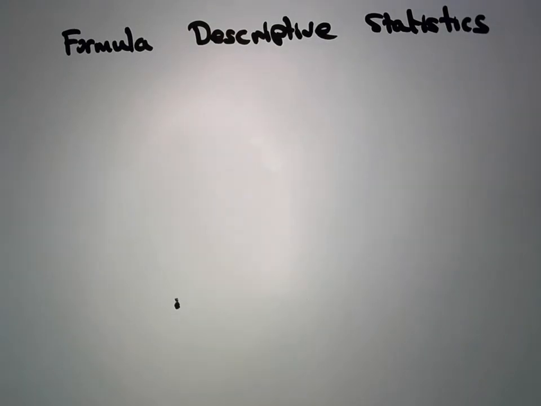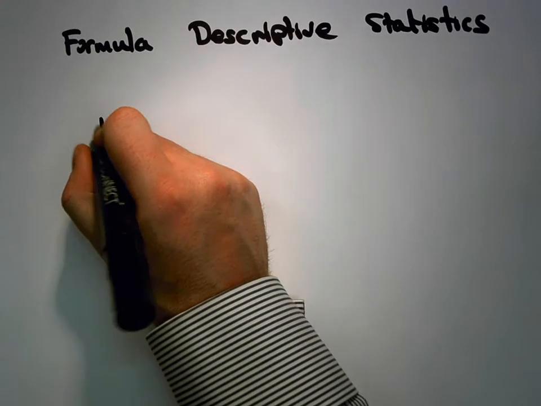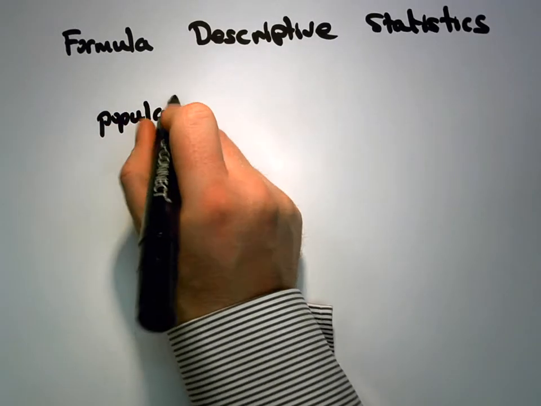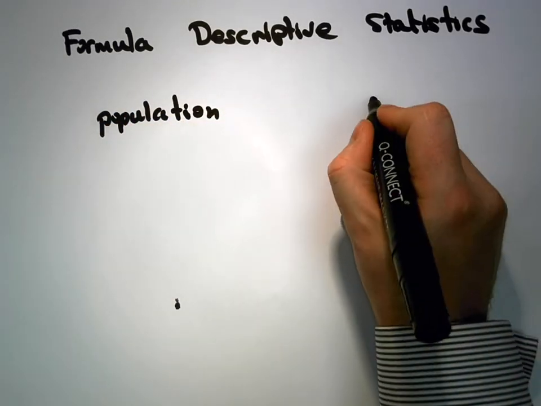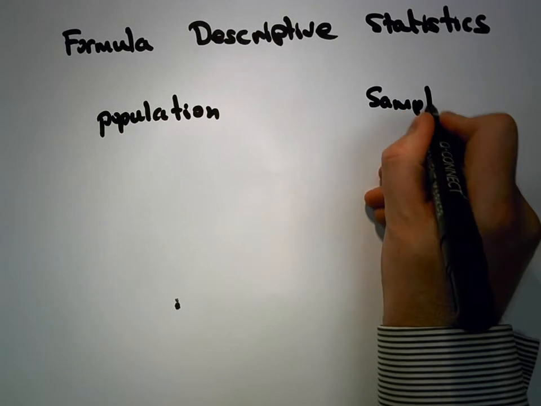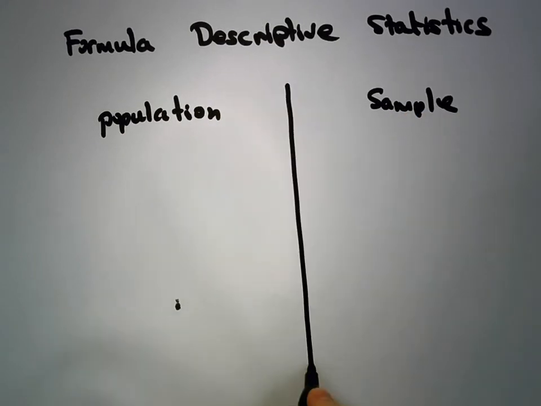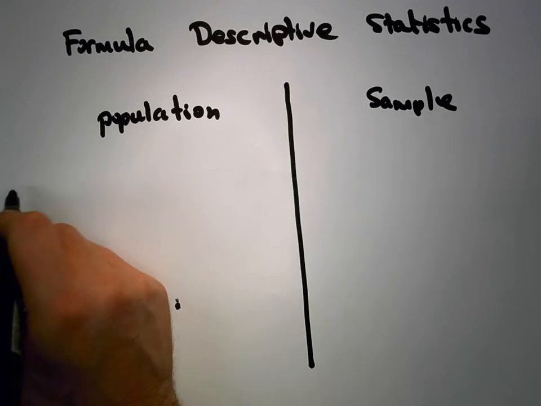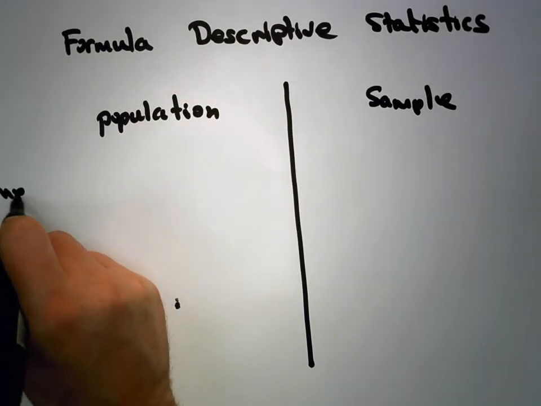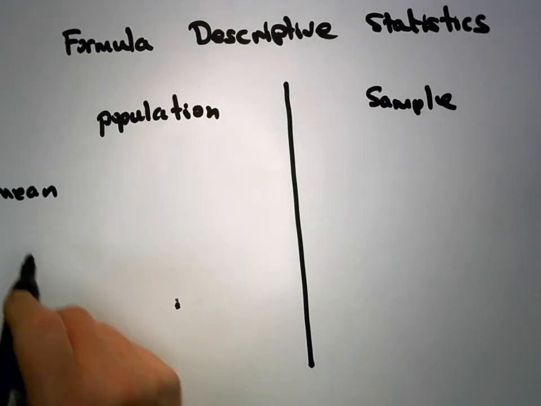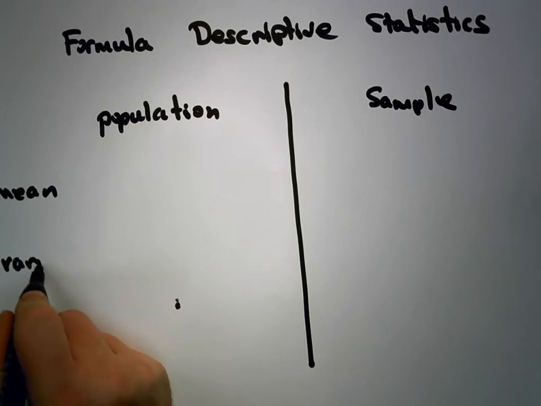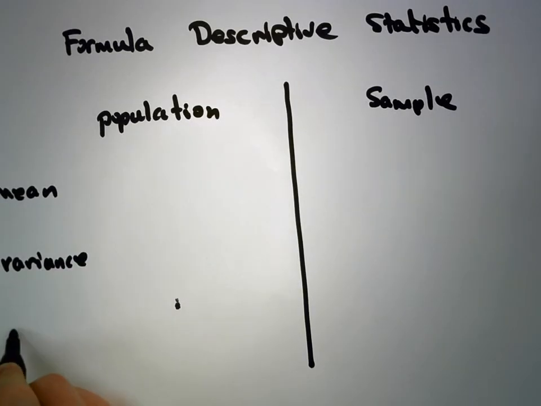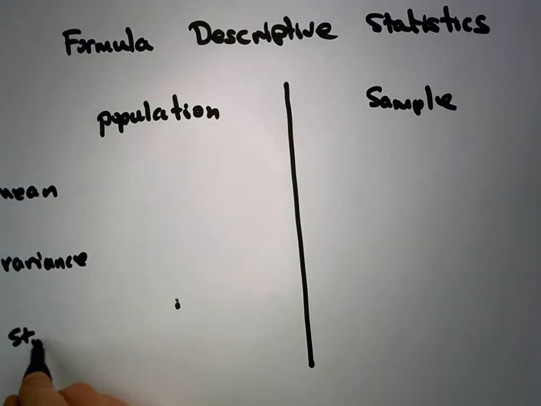Once again, we want to differentiate between whether the data was taken from a population, or whether the data was drawn from a sample, as a sample of the population, in which case we have three separate formulas for the population and the sample. The first formula we're interested in is the mean. The second formula we're interested in is the variance, and the third formula we're interested in is the standard deviation.